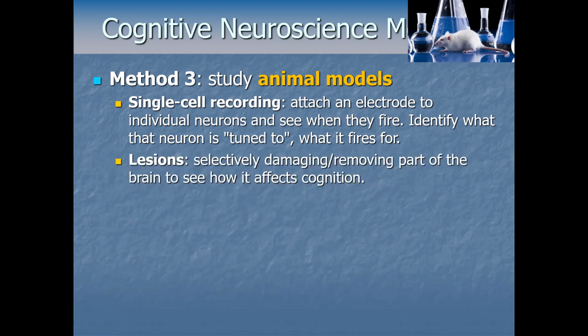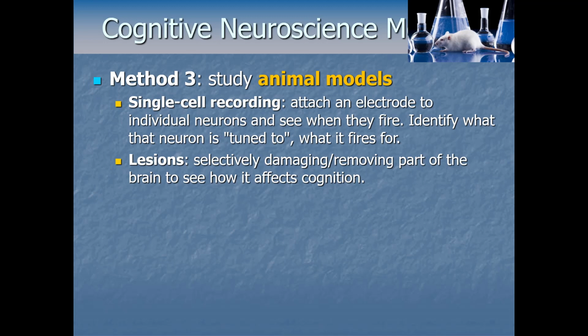Another technique with animal models is lesioning. So creating a lesion, which means selectively damaging or removing part of the brain to see how it affects cognitive processes. Like after we shut down area X or area Y, how does it affect their rate of learning or their memory performance or their emotional reactions or whatever?